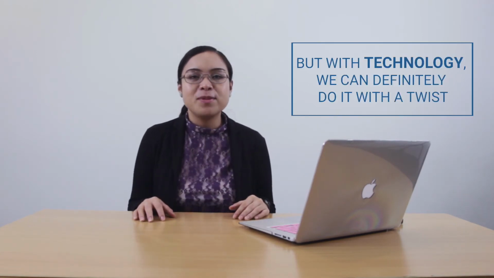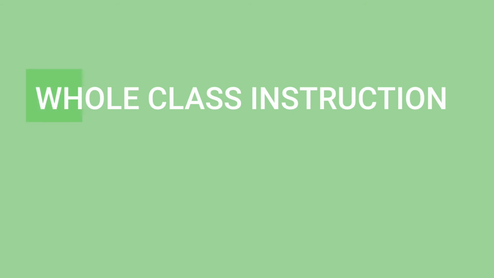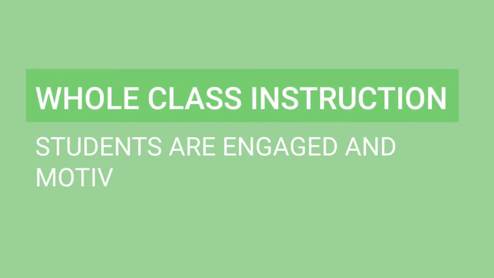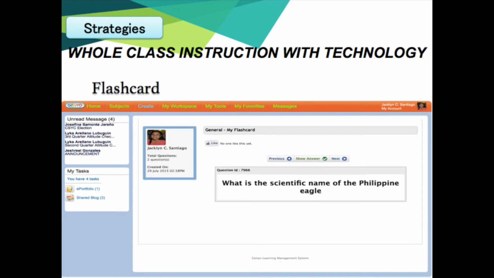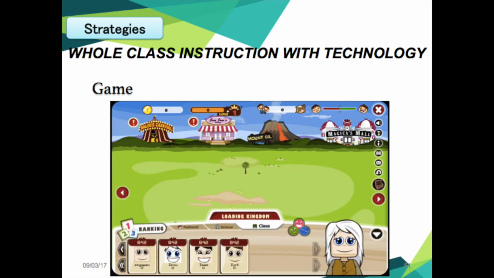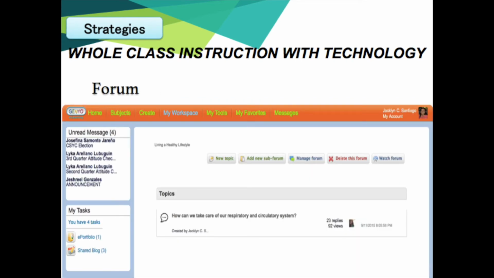The third strategy is whole class instruction with technology. We cannot completely do away with whole class instruction, the good old lecture type of instruction, but with technology we can definitely do it with a twist. So what am I saying? With whole class instruction with the use of technology, classes become interactive, students are more engaged and motivated. How can we do that? Let's say in the middle of the discussion, you try to break and have a survey. And with the students using their smartphones or tablets, they can answer the survey. Another strategy may be flashcard. When discussions are getting boring, you can give the students a flashcard and have them answer the question found in the flashcard. Or you can always play a game, or have a forum, or let them take a quiz.